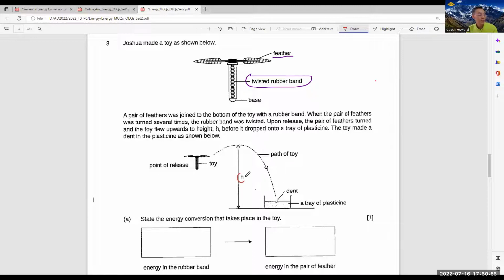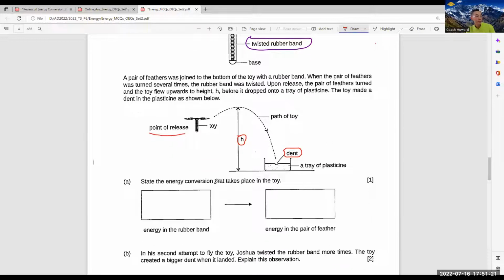So they measure this height. This is the point of release. Imagine the person holding the toy and releasing it. It flies slightly higher, then drops down and forms a dent here. This dent is actually caused by the impact. So if it drops from a greater height, the dent should be deeper. And if the toy is heavier or has a greater mass, the dent will also be deeper.